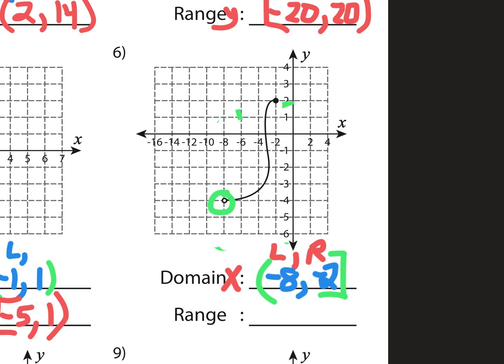There it is. Now figure out whether we're doing X's or Y's. Range is Y. And it's -4. -4 to highest it goes? 2. Bracket because it touches 2. Parenthesis on that one. Now how many of you got that one?